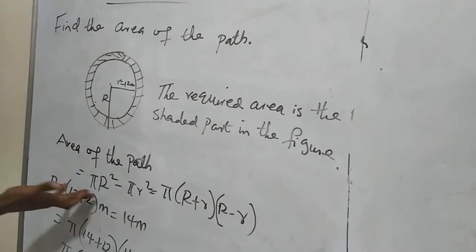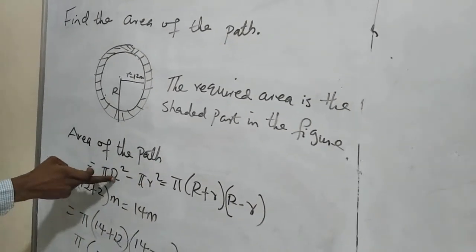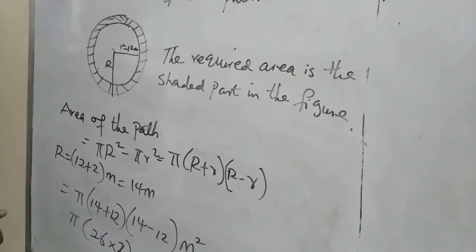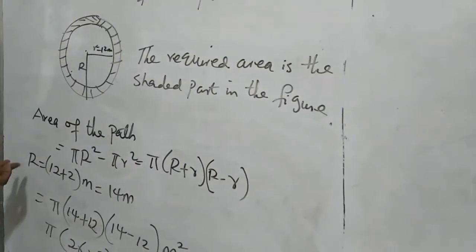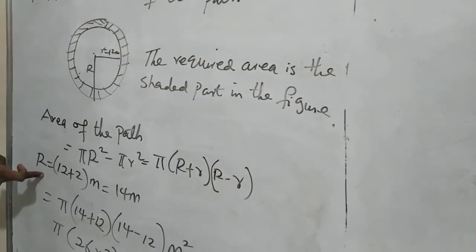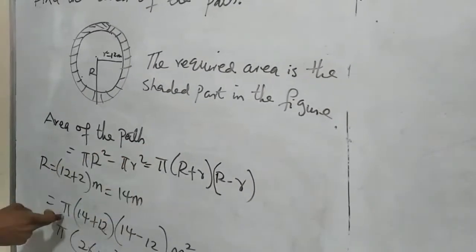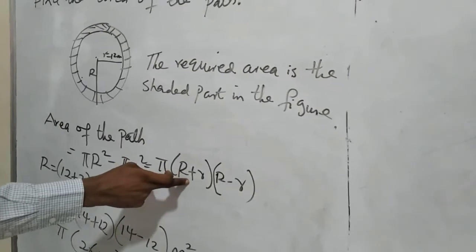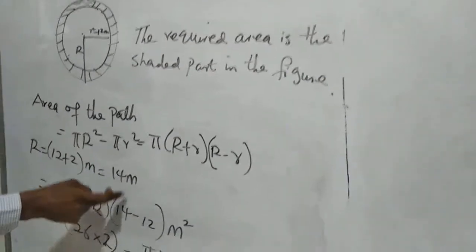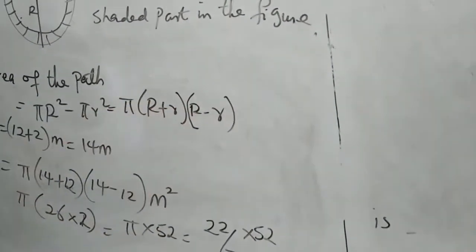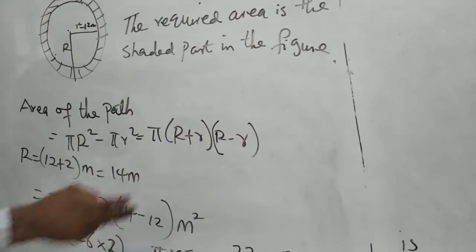And we are given the formula on the board, pi R squared minus pi r squared, where we have big R and small r. Using the law of difference of two squares, we have this on the board. So we have already established that our bigger circle has a radius of 12 plus 2, which is 14 meters. Okay, we have pi into brackets, our bigger circle having a radius of 14 plus our smaller circle having a radius of 12, then into brackets, our bigger circle having a radius of 14 minus our smaller circle having a radius of 12.